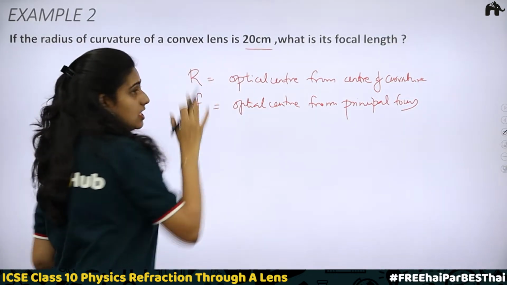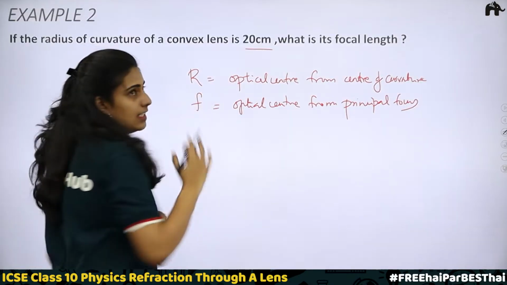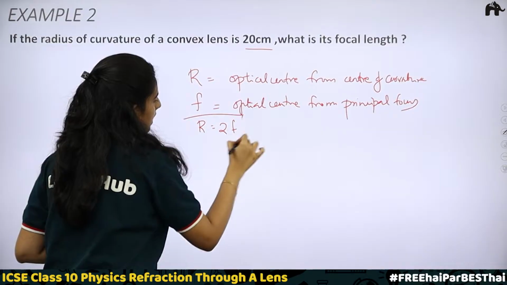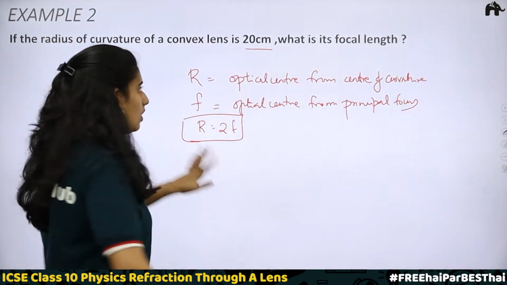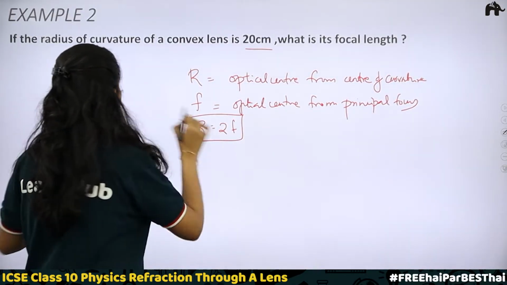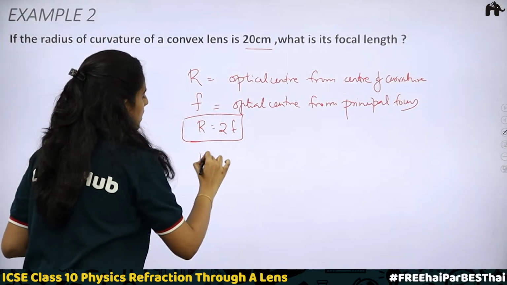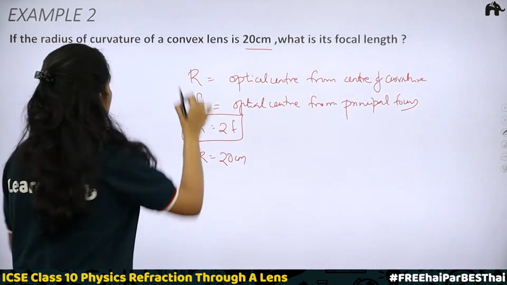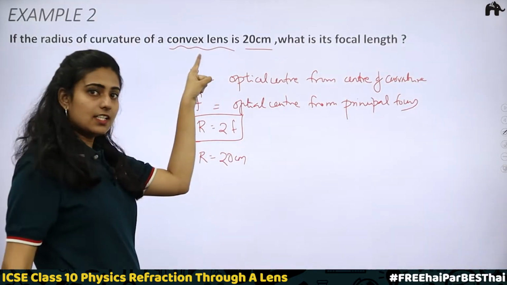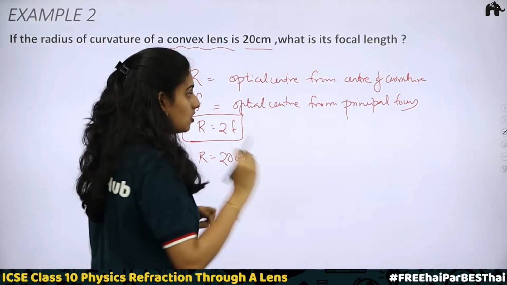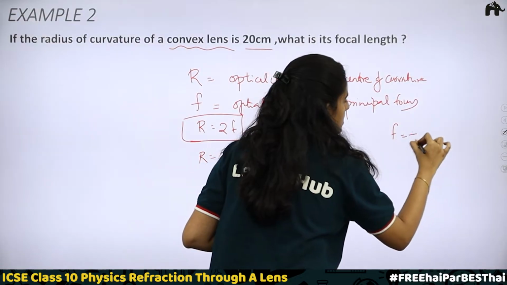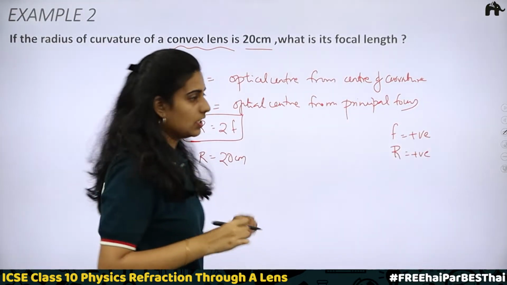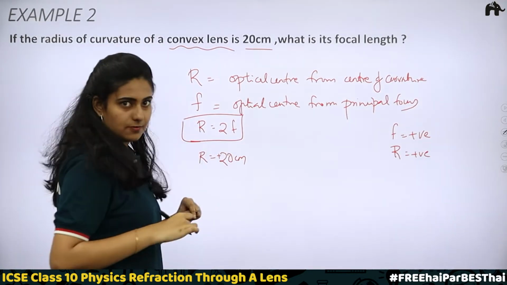Okay, the distance of the optical center from the principal focus. Now, the relation between radius of curvature and focal length is: 2 times focal length will give you the radius of curvature. Okay. Now here it is given that the radius of curvature is 20 centimeter. The lens considered here is a convex lens. We know for a convex lens, focal length will be positive. Similarly, radius of curvature will also be positive. Okay. Therefore, this value is positive.